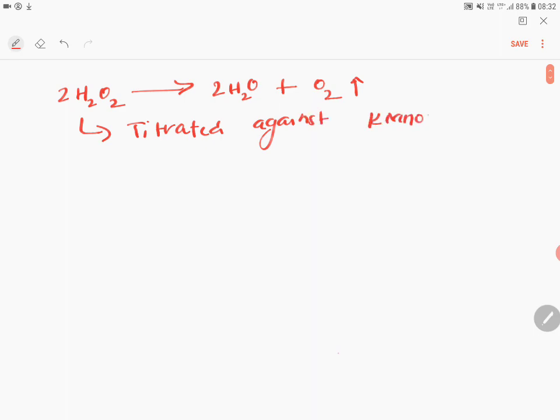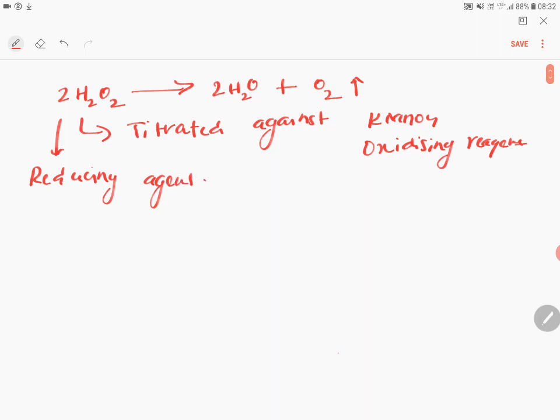KMnO4. Now in this reaction, KMnO4 is an oxidizing reagent and hydrogen peroxide is a reducing agent. Okay. Now, the decomposition of hydrogen peroxide is titrated along with K2Cr2O7 and KMnO4 in acidic medium, because only in the presence of acidic medium, hydrogen peroxide acts as a very good, strong oxidizing agent.